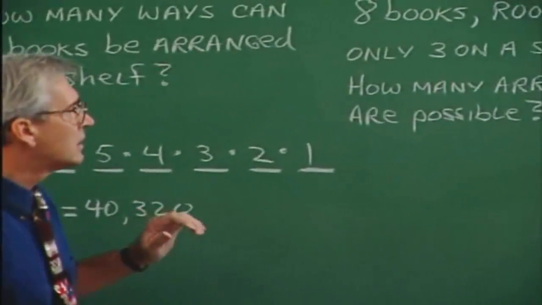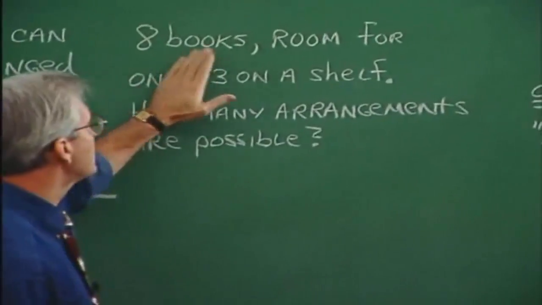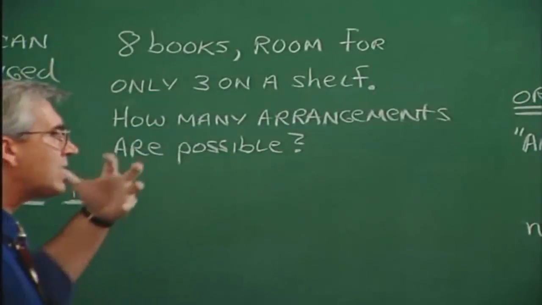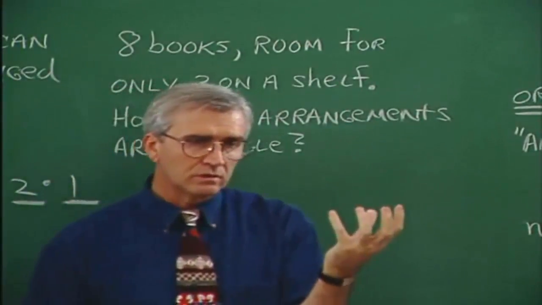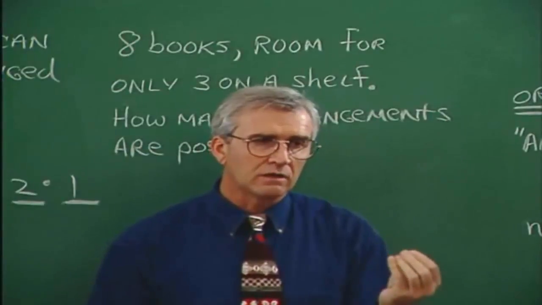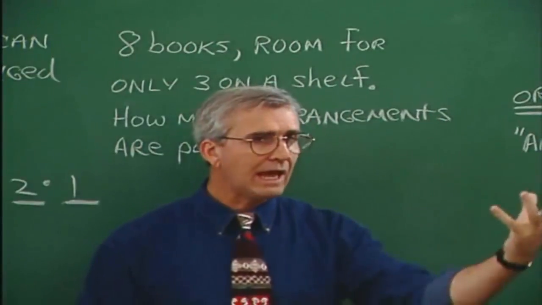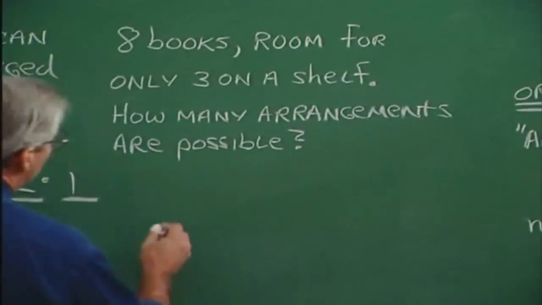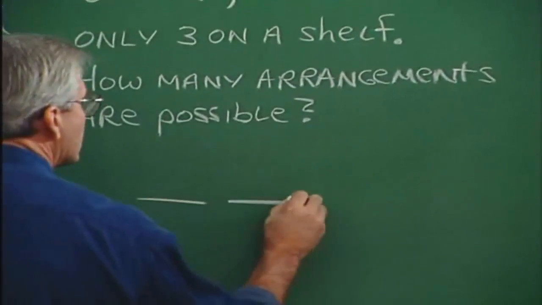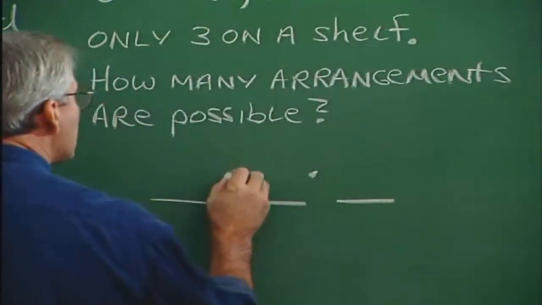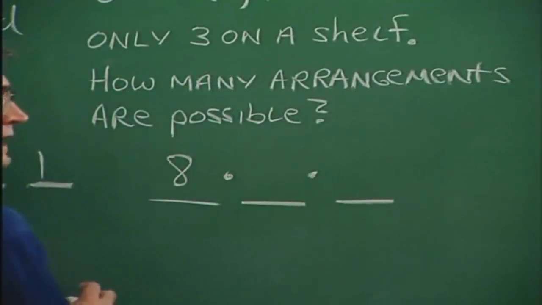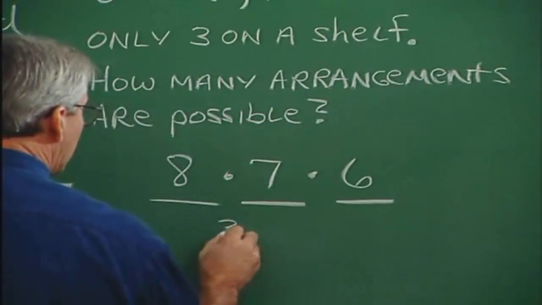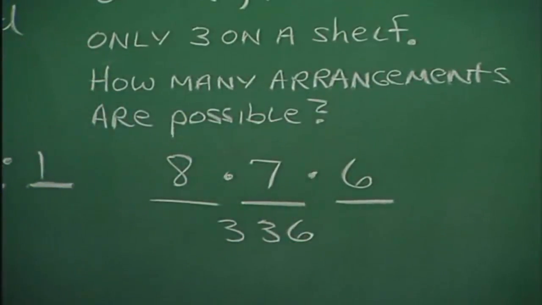Here's a variation on the same theme. Suppose we have 8 books, but there's only room for 3 books on a shelf. How many arrangements are possible? How many arrangements of 3 books are there if we're choosing from 8 books? We're taking 8 books and we're arranging only 3 of them. Now, how many different arrangements are there? Well, we again multiply our choices. For the first book we have 8 items to choose from, and then for the second we have 7 and then 6. 8 times 7 times 6, 336 arrangements are possible.